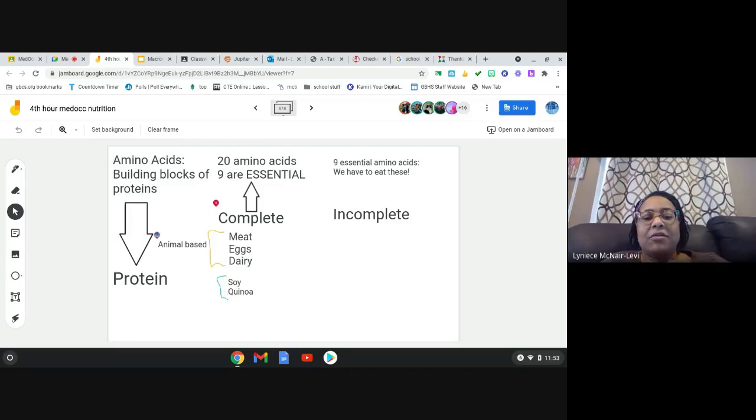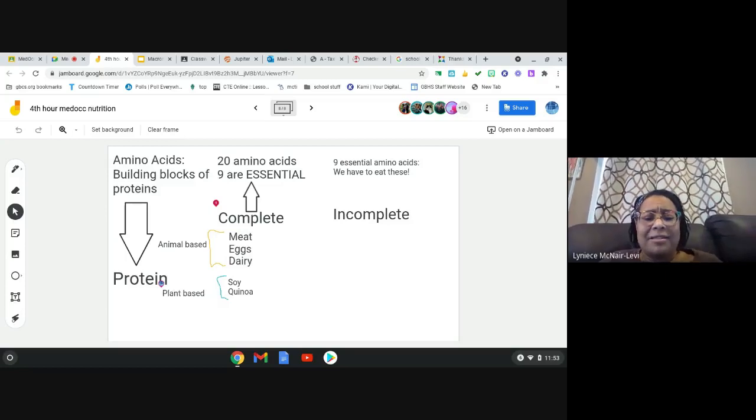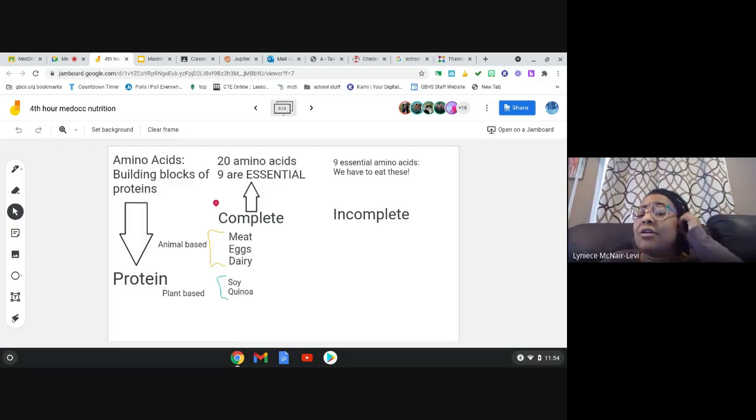So if I told you that most, not all, but most complete proteins are animal-based with these 2 exceptions, but you guys gave me a whole bunch of incomplete proteins. Incomplete proteins are protein sources that don't have all 9 essential amino acids. Maybe they have 8, maybe they have 6, maybe they have 5. Whatever the case is, they don't have all 9. So in order to get all 9, we have to eat a variety of foods.